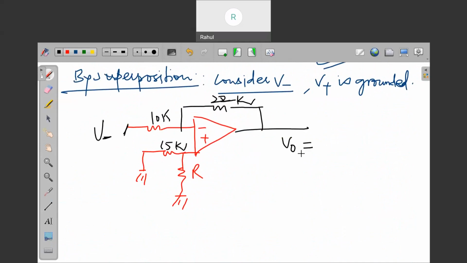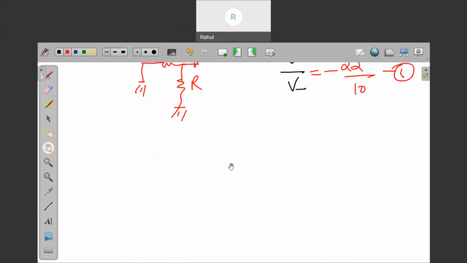What is V out upon Vi? It will be equal to minus this resistance upon this, as we already know. This can be written as 22 by 10, or 2.2. This is the first equation. Now the second one: you have to consider V plus.